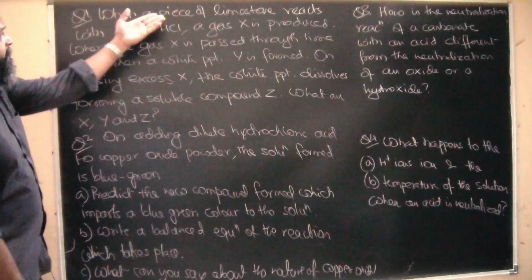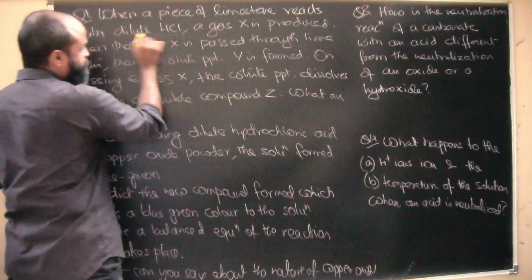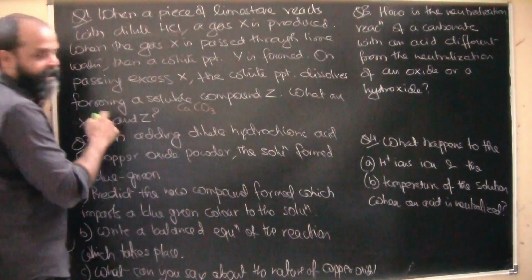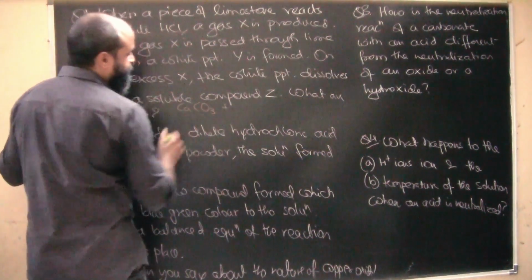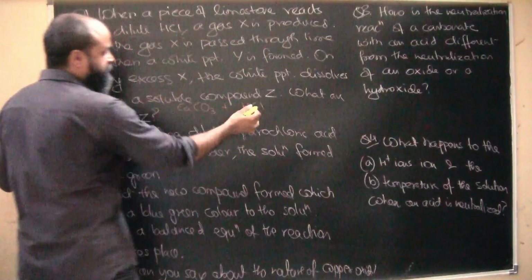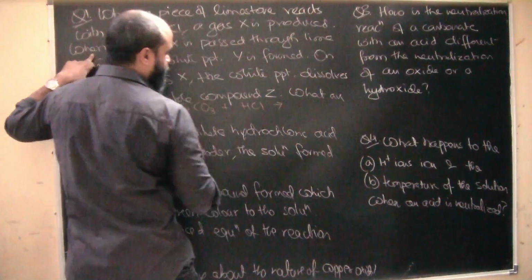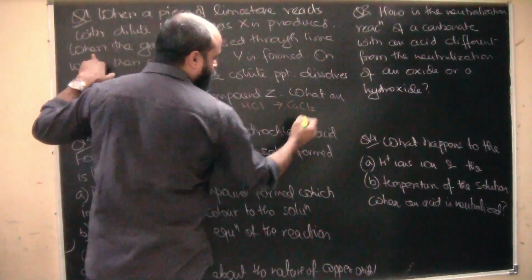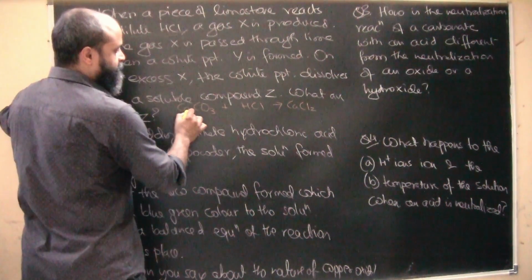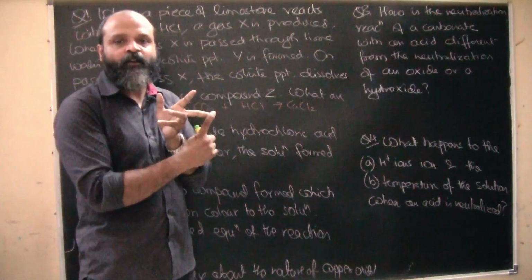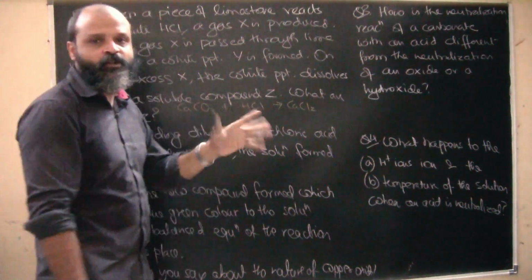Okay, so when a piece of limestone reacts with dilute HCl, limestone we know is CaCO3, calcium carbonate, and that reacts with HCl. So calcium carbonate reacts with HCl, a gas X is produced. What will be the compound that will be formed? Obviously, this is a base, as we said. Carbonates and hydrogen carbonates and oxides and hydroxides of metals are all bases.